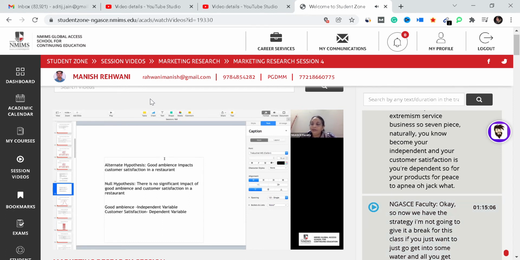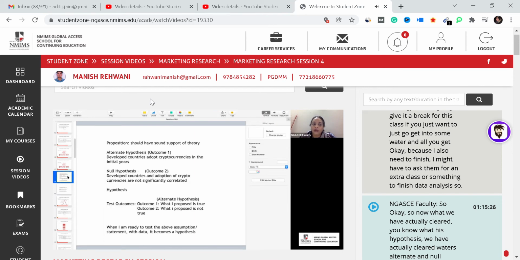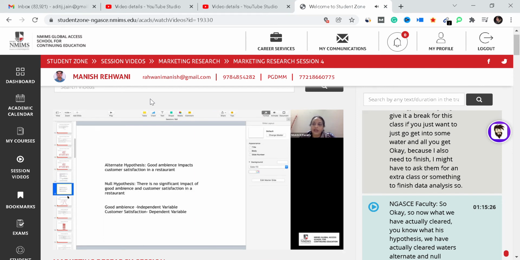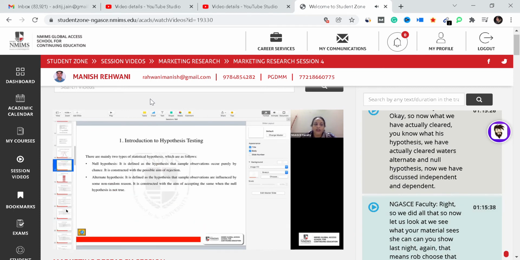So now we have actually cleared what is hypothesis. We have cleared what is alternate and null hypothesis. Now we have discussed independent and dependent variables, right? So we did all that. Now let us look quickly at what your material says.